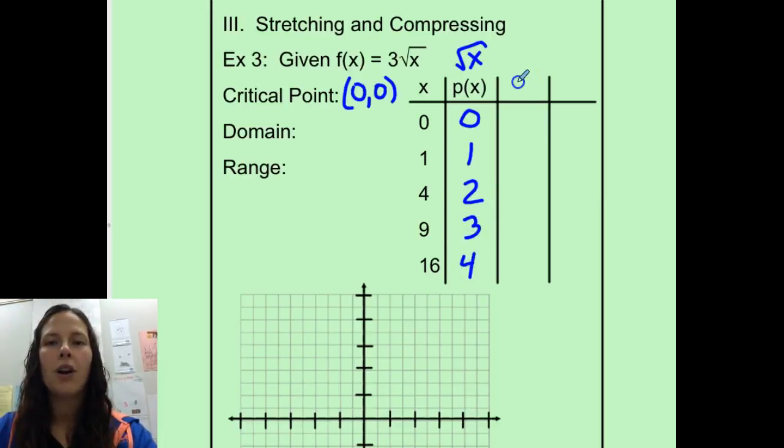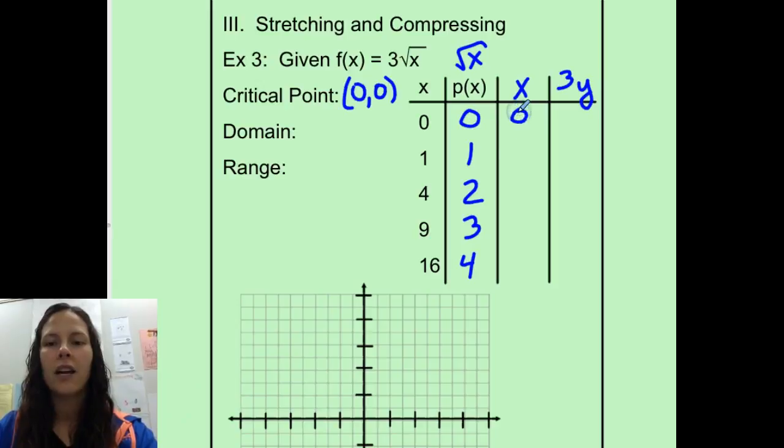Next, we think about what we are doing to the function. Notice that the 3 is on the outside, so it is vertical, and it's a stretch because it's outside the parentheses, so it's normal. We're not doing anything to x, so our x values will remain the same. Those y values will get multiplied by 3.